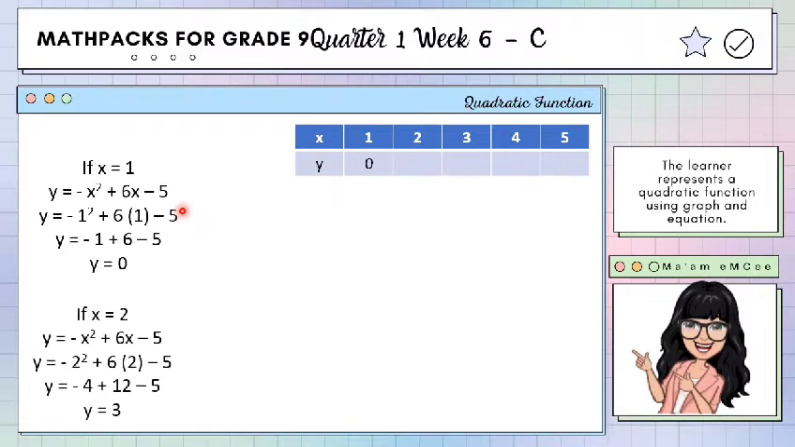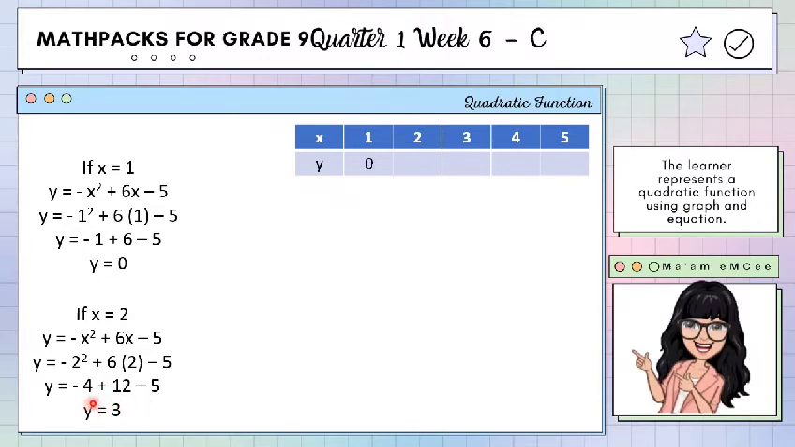Then we try the value of x which is equal to 2. If x is equal to 2, we do the same. We substitute the value of our x, which is 2, into our quadratic function. So we have y is equal to negative 2 squared plus 6 times 2 minus 5. Then we simplify. So copy again the negative sign. 2 squared is equal to 4. 6 times 2 is equal to 12. And then we copy negative 5. So negative 4 plus 12 minus 5.